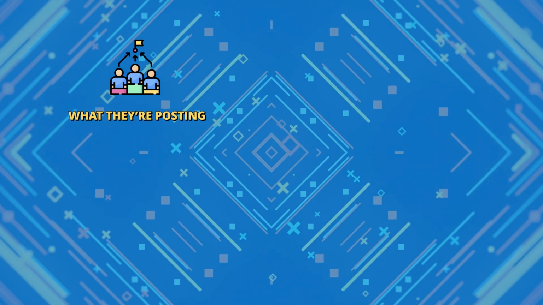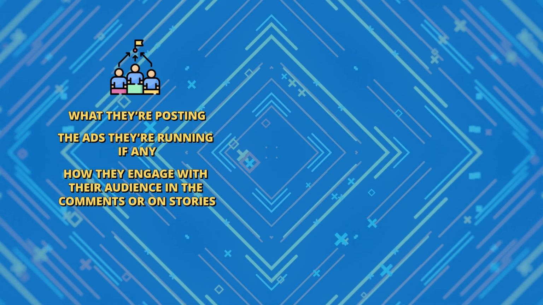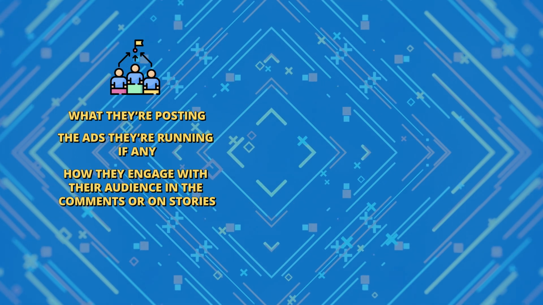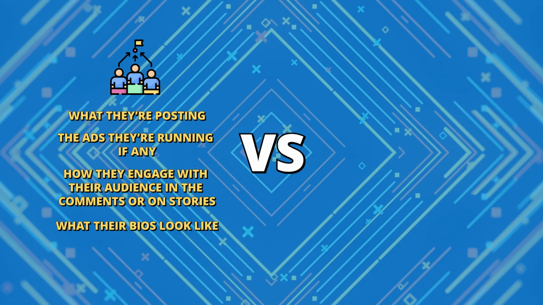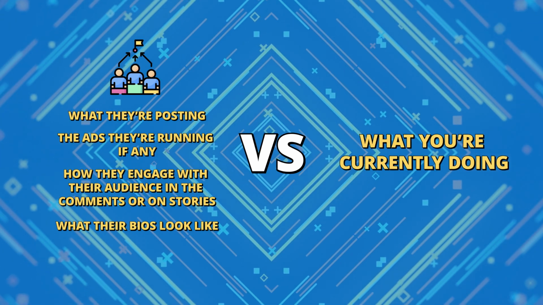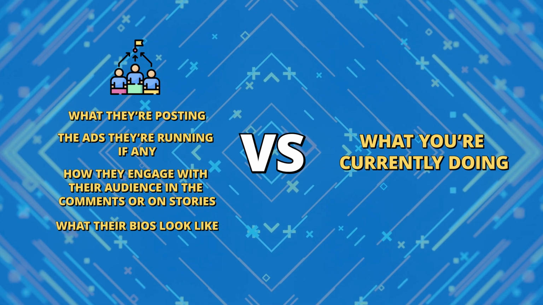So once you've pinpointed 3 to 5 accounts to study, take inventory on what they're posting, the ads they're running, if any, how they engage with their audience in the comments or on stories, what their bios look like, and anything else worth noting. You then want to compare this information with the info you gathered in step 2 about what you're currently doing. Anything you're doing better at than them, or more importantly, worse at than them, you're looking for any clear takeaways on what you can do differently to better relate to your target audience on social media and strengthen your social media presence.